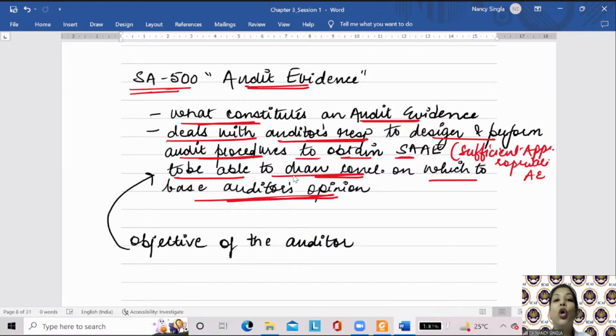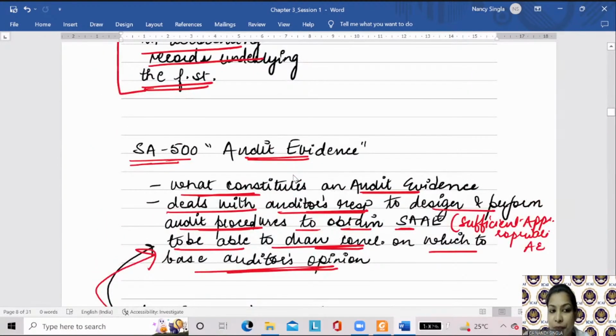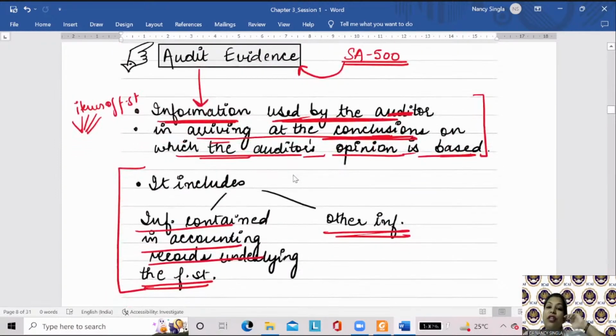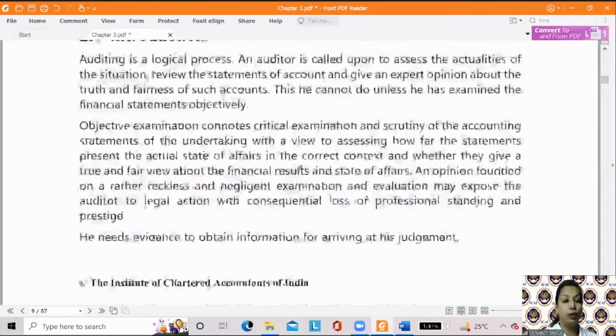It is by performing audit procedures that we get audit evidence, right? When we get audit evidence, many conclusions are drawn with respect to various items of the financial statement. Based on those conclusions, the auditor bases what? The auditor's opinion. And what is the objective of the auditor? Same. The auditor needs to design and perform audit procedures to obtain sufficient appropriate audit evidence to be able to draw conclusions on which to base the auditor's opinion. Clear? Now, what is audit evidence? We saw that it is information used by the auditor in arriving at the conclusions on which the auditor's opinion is based. This includes two types of information. What are these two? Let us do it from the module.